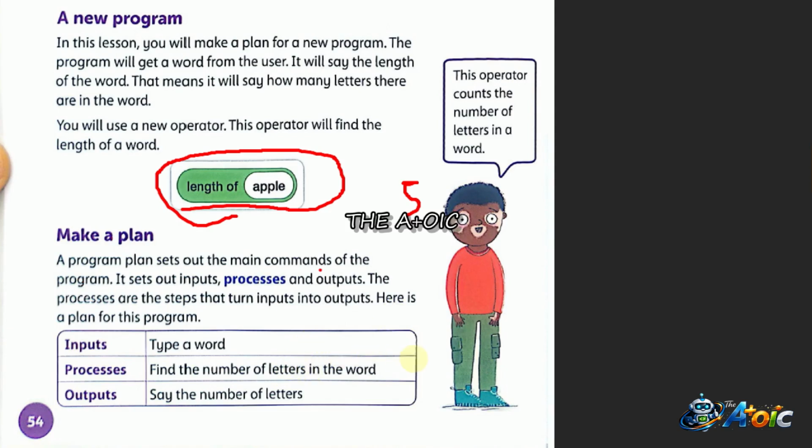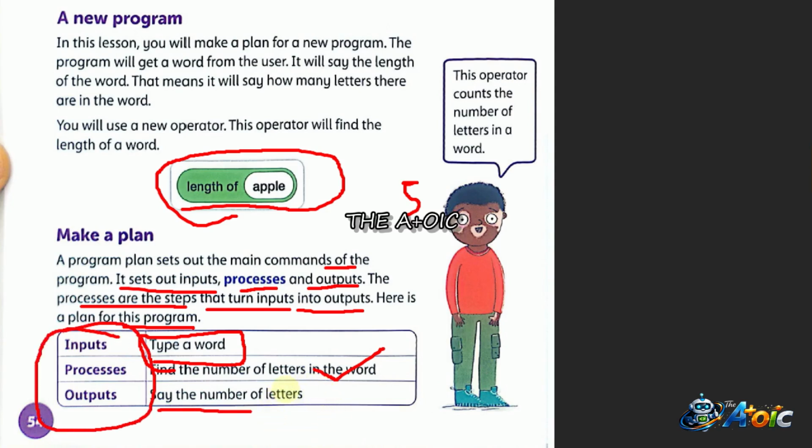The program plan sets out the main commands of the program. It sets out input, processes, and output. The processes are steps that turn input into output. Here is a plan for this program. The input is getting the word or typing the word. The process is finding the number of letters in the word, and then the output is what is said. You should always not forget, input is what we type into the program for it to be used for something. Process is what is going to be executed, and then the output is going to bring us the result.